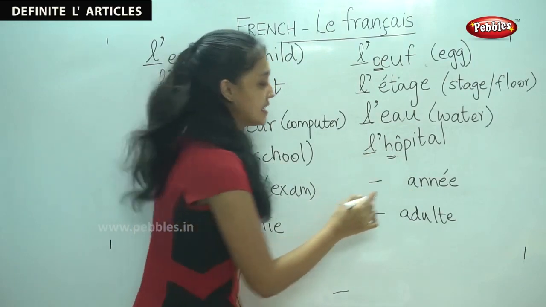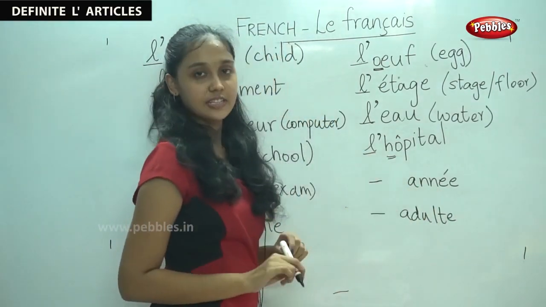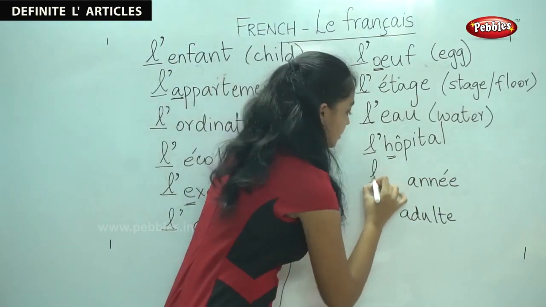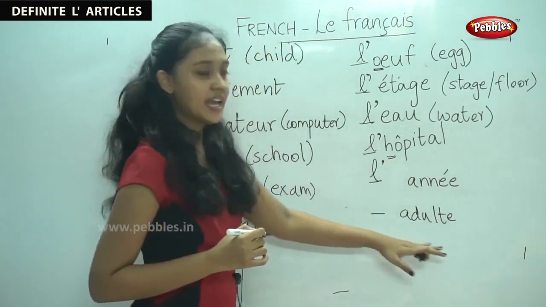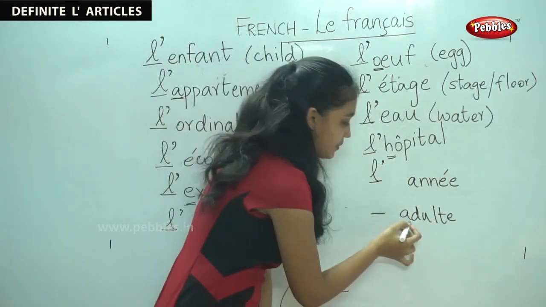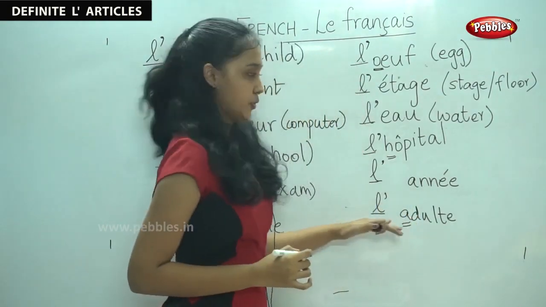The next word is année. We learned this word when we learned the months of the year. So, since it begins with a vowel, L apostrophe. And finally, the word adulte. Since it begins with a vowel, place L apostrophe before it.